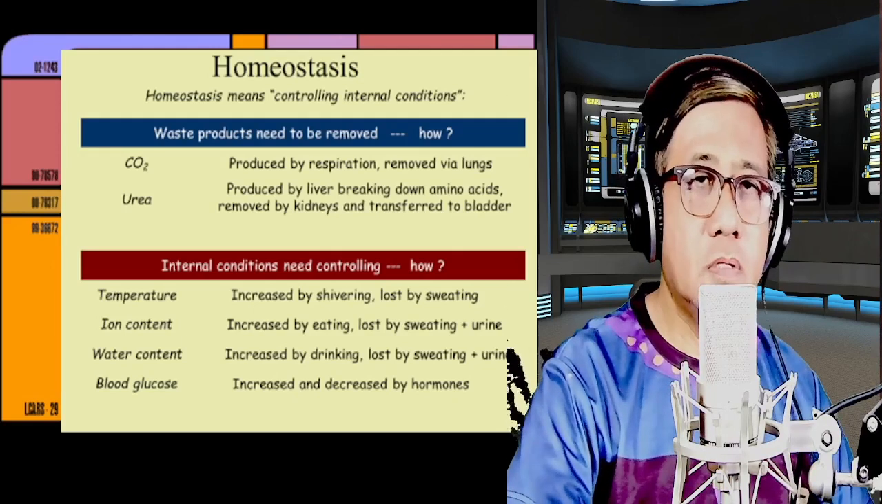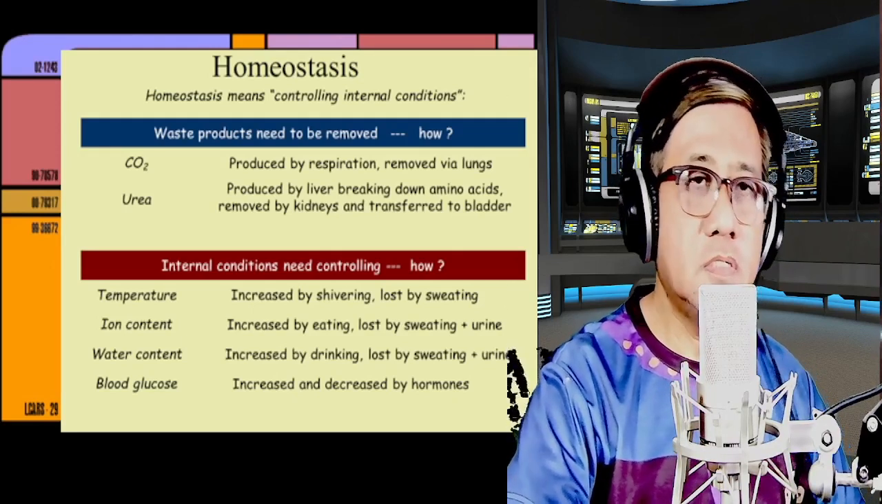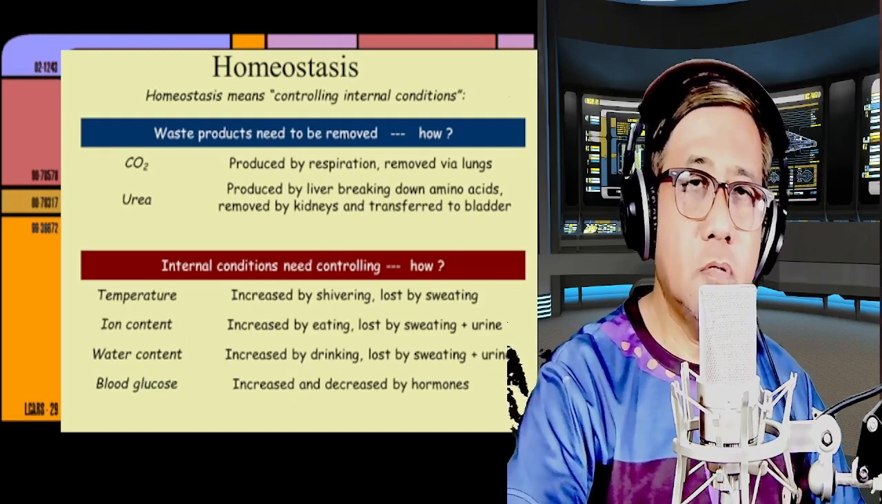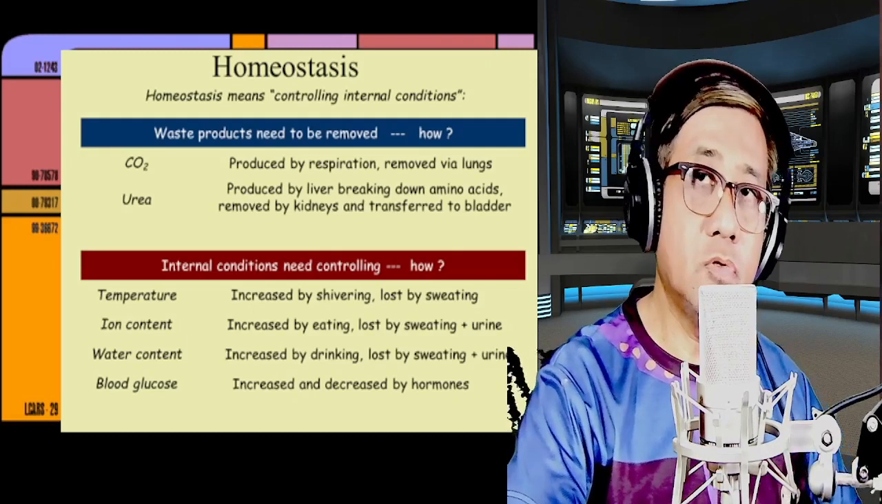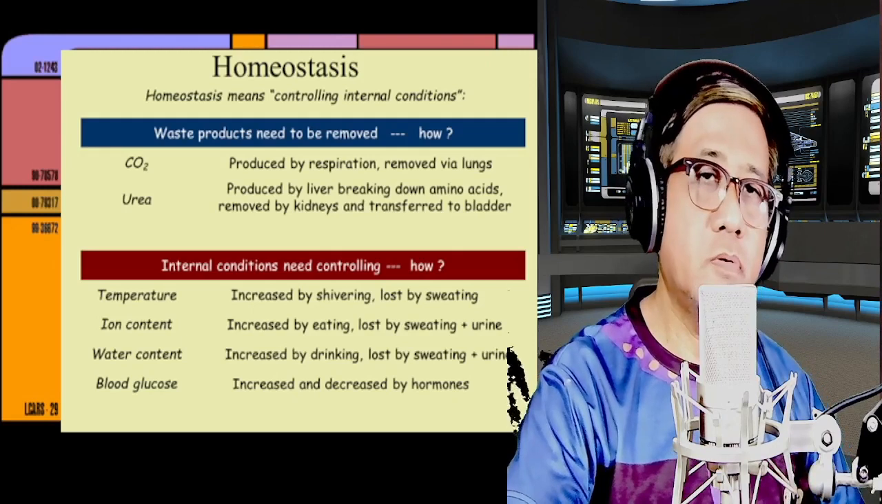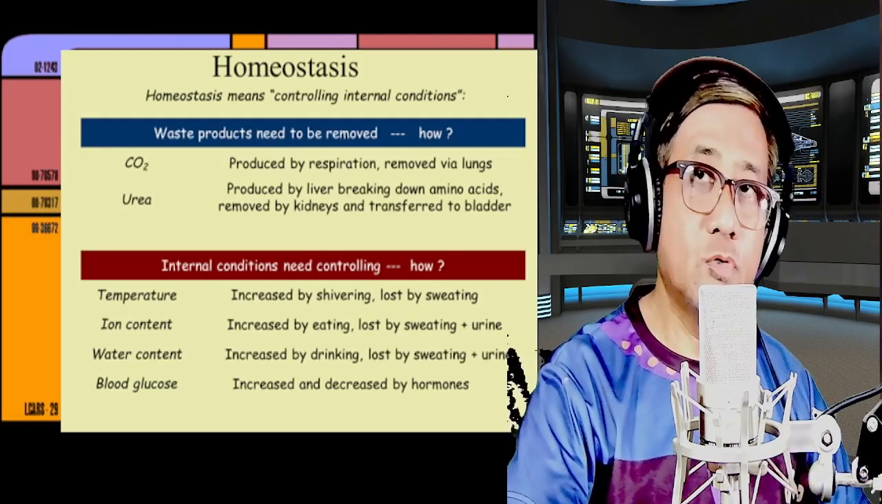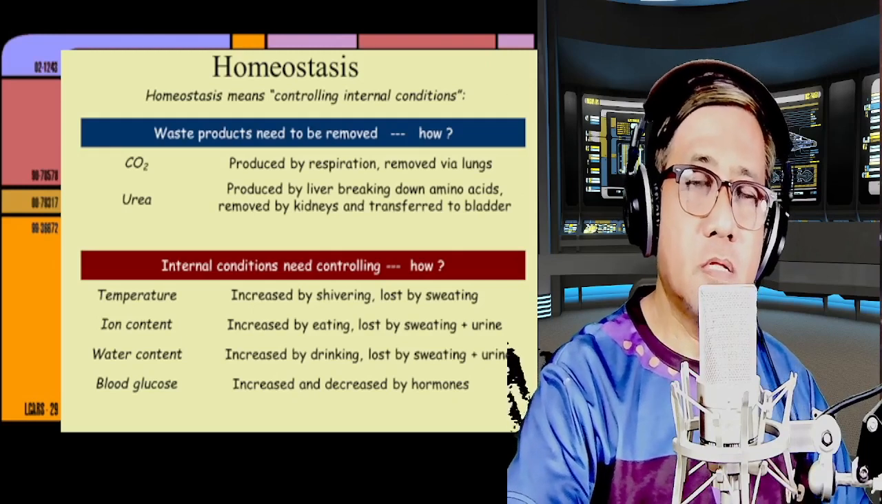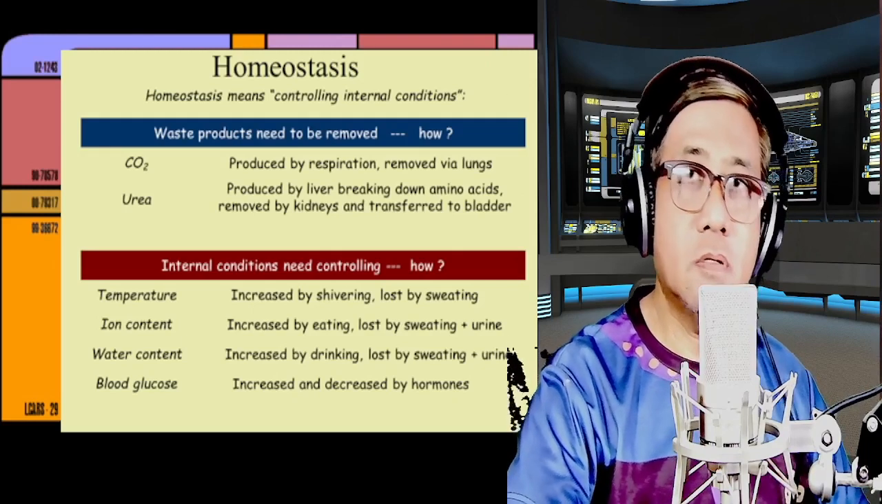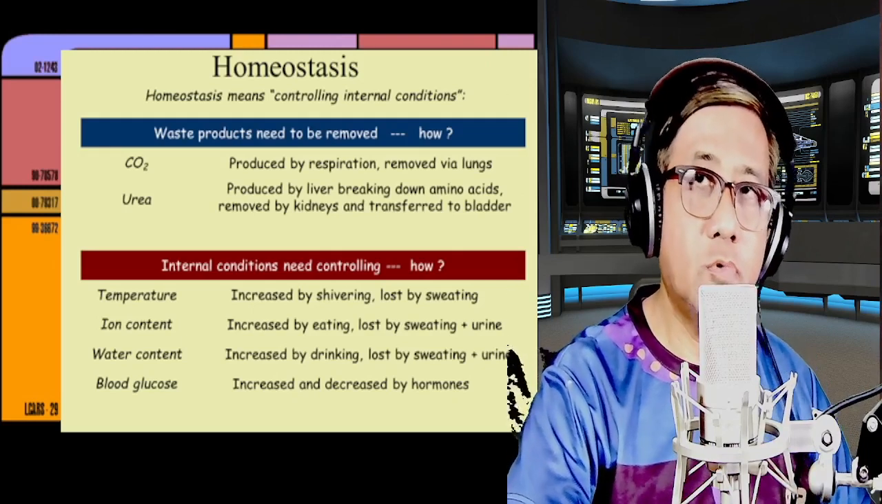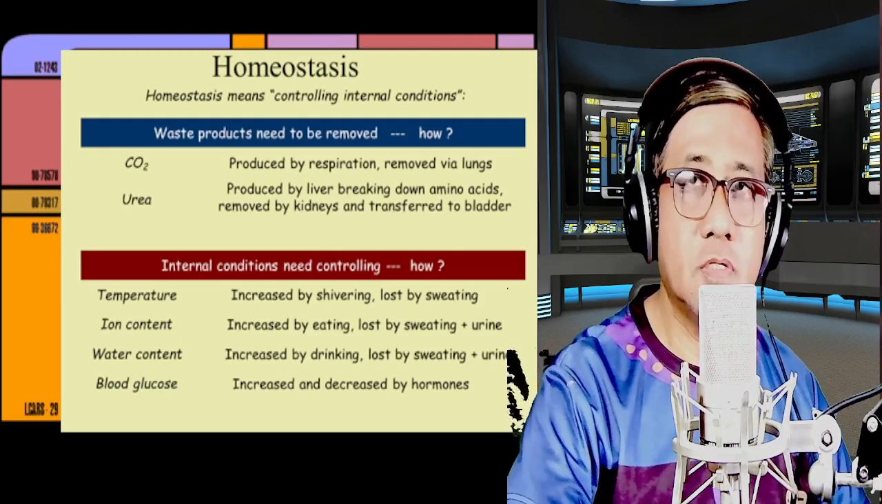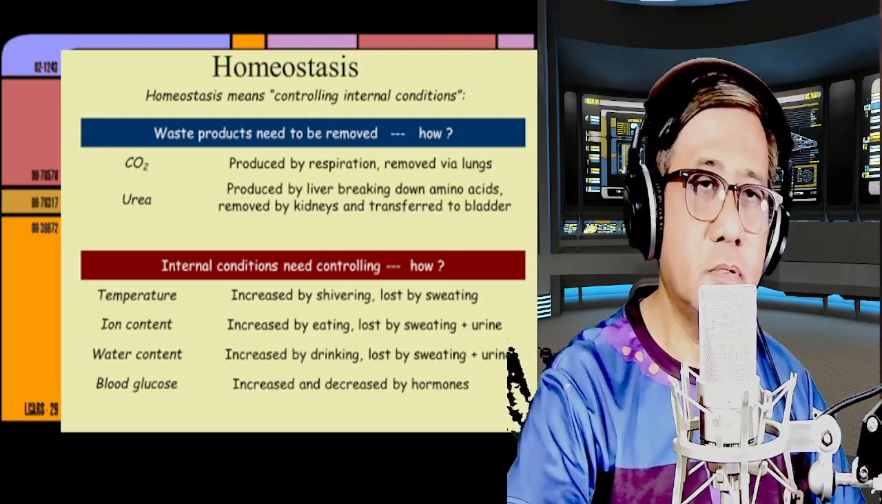Alright, water content, same thing. If there is a decrease in the water content in our body, then we increase that by drinking. So if we are dehydrated, of course we have to drink to increase our water content. Or if there's too much water in our body, that must be regulated by sweating, because sweating also removes excess water, and also by urinating. So that's the job of the kidneys and the bladder.